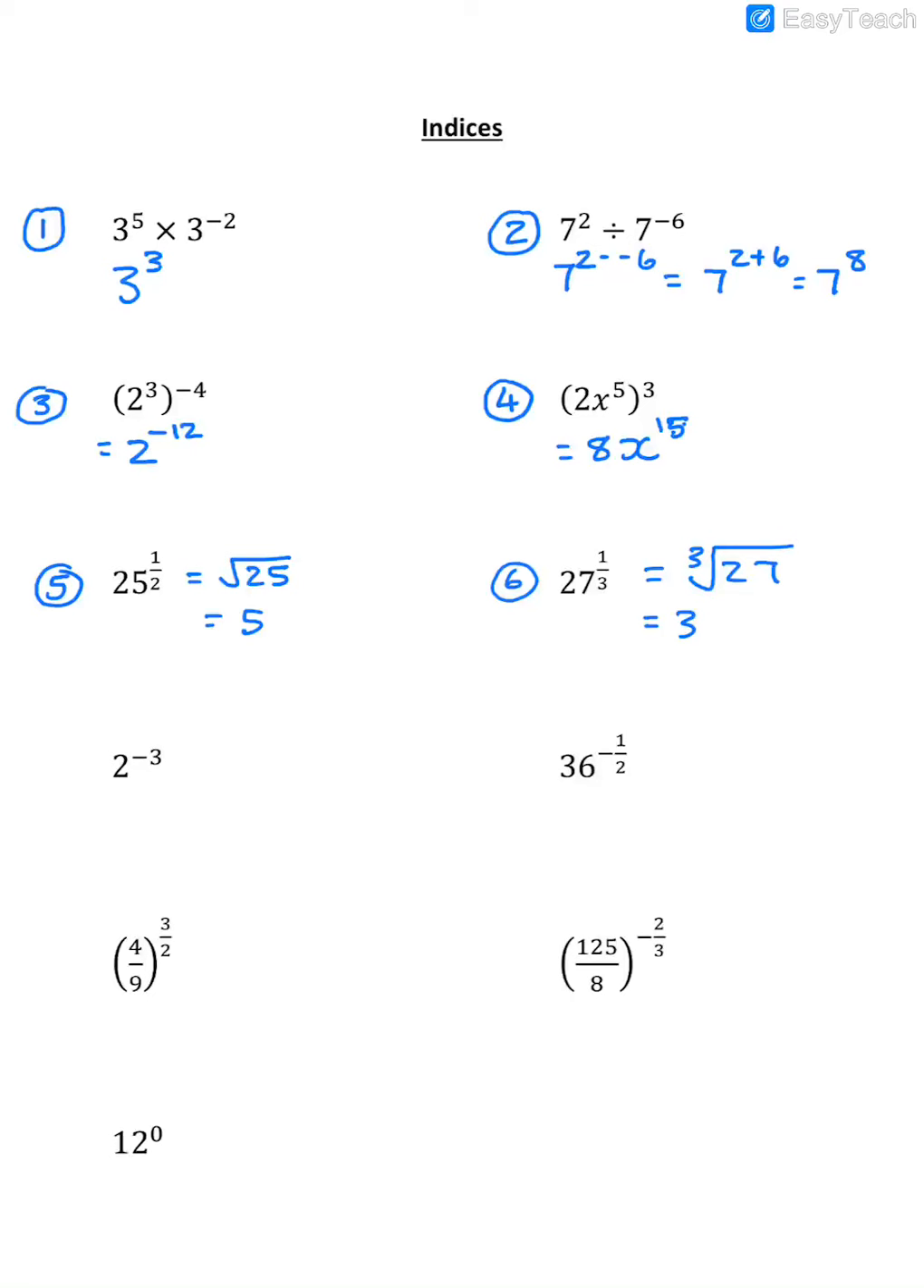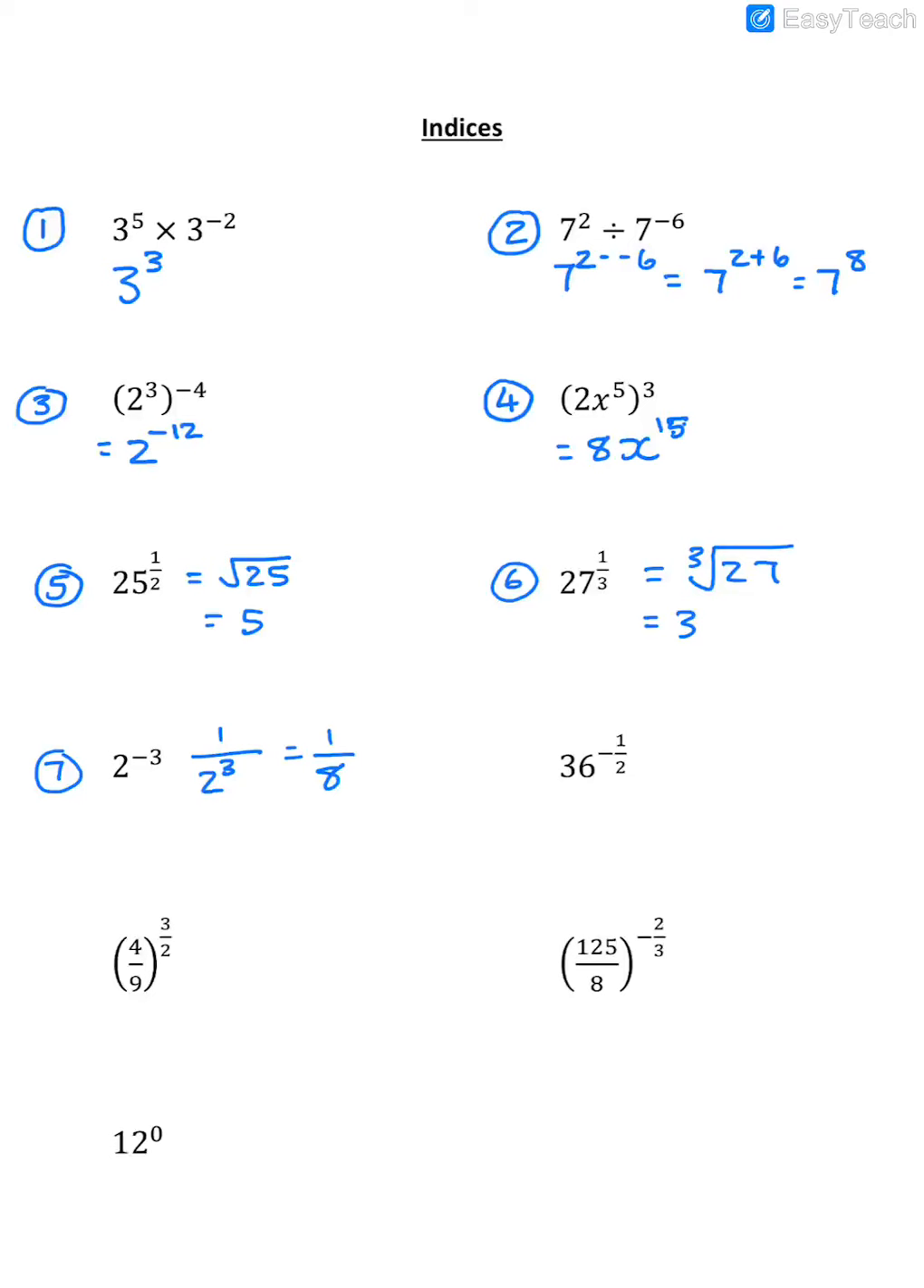Question 7. 2 to the power of negative 3. Now this one is quite confusing because this negative doesn't mean that it's a negative number. It actually just means that it is a fraction. So what you do when you see a negative power is you write it as 1 over 2 to the power of positive 3. So if you see a negative power, write it as 1 over the same thing but with a positive power. So this is just the same as 1 over 8.